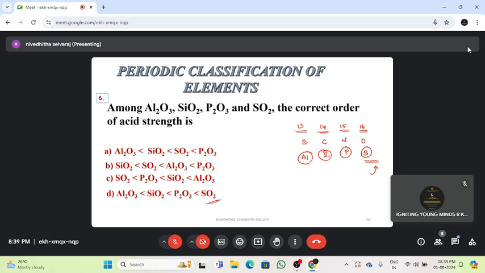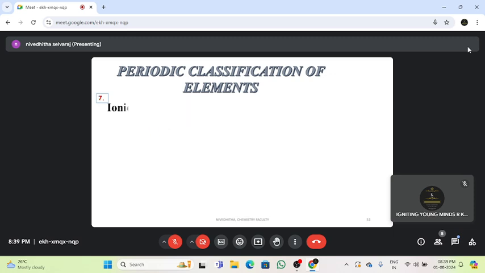After sulfur it is phosphorus, after phosphorus it is silicon, and after silicon it is aluminium. So aluminium is in the leftmost corner relatively, so its effective nuclear charge is a little lesser. So the metallic property may be a little higher than the rest of the elements. So the answer is option 4. Next question.